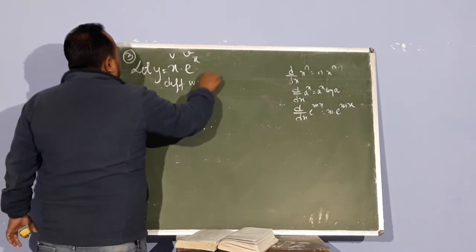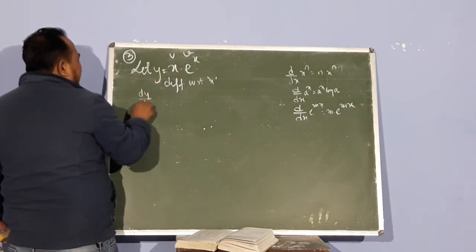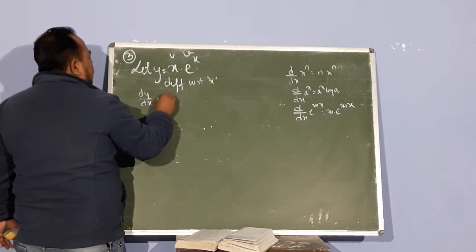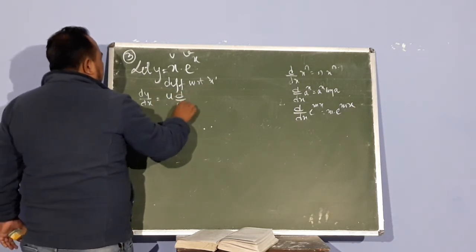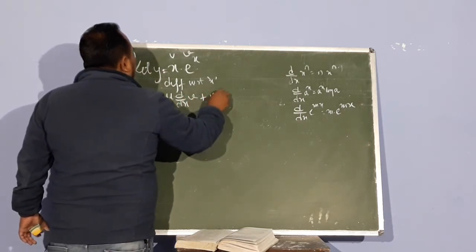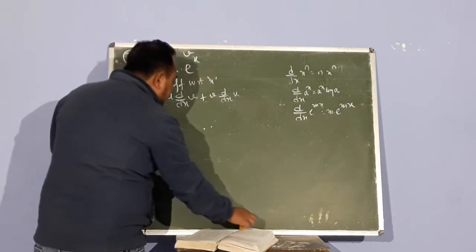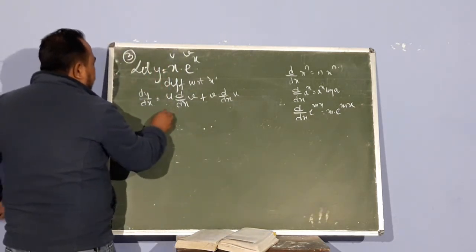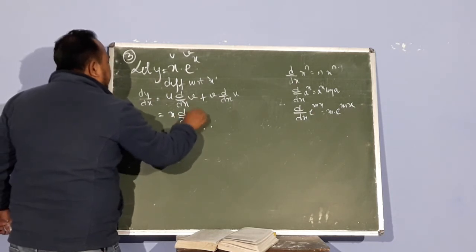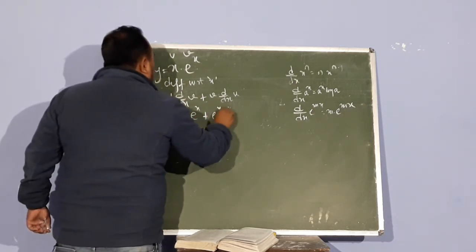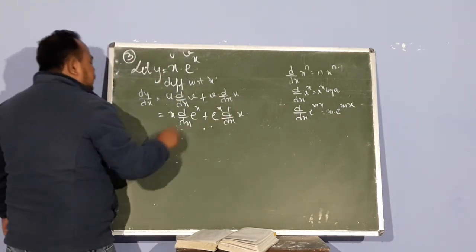Differentiating with respect to x, we get dy by dx equal to product rule. Product rule says whenever there's a multiplication sign, u constant differentiate v, now v constant differentiate u. So which one is your u? u is x dot d by dx of e to the power x plus e to the power x dot d by dx of x. So x as it is.